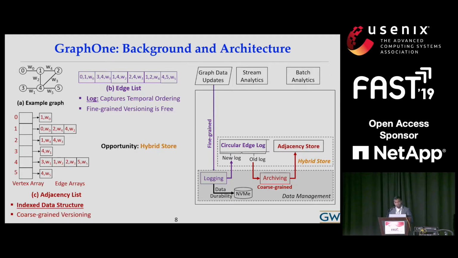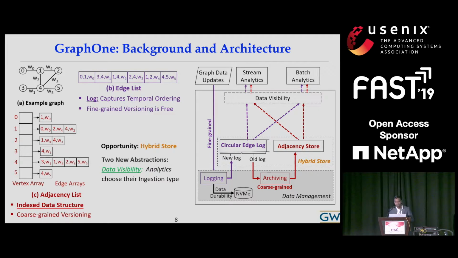But what we offer really, and the main crux of the idea, is this: now the analytics have the opportunity to choose what kind of data ingestion they are willing to see. And that's what we call data visibility. That is, if you're only interested in bulk ingestion, you can only access the adjacency store and your analytics would be super fast. But if your analytics require that you also access the latest fine granular ingestion, you may have to use both of these stores because some of the data may not be immediately available in the adjacency store. So that is the main idea.